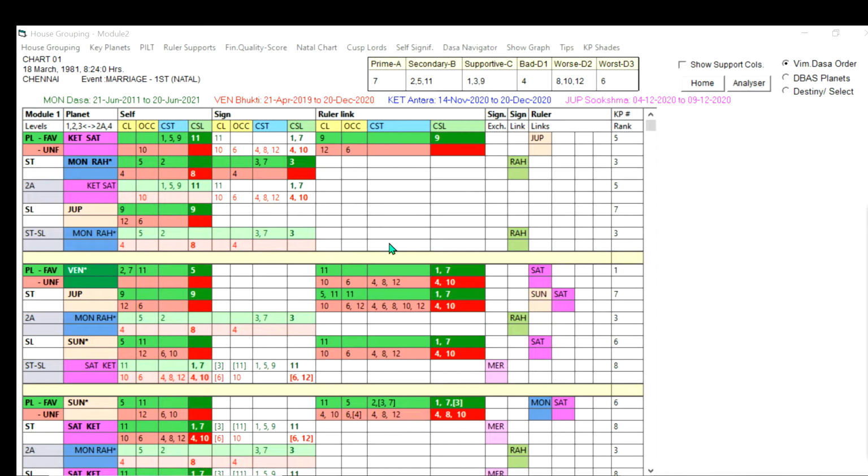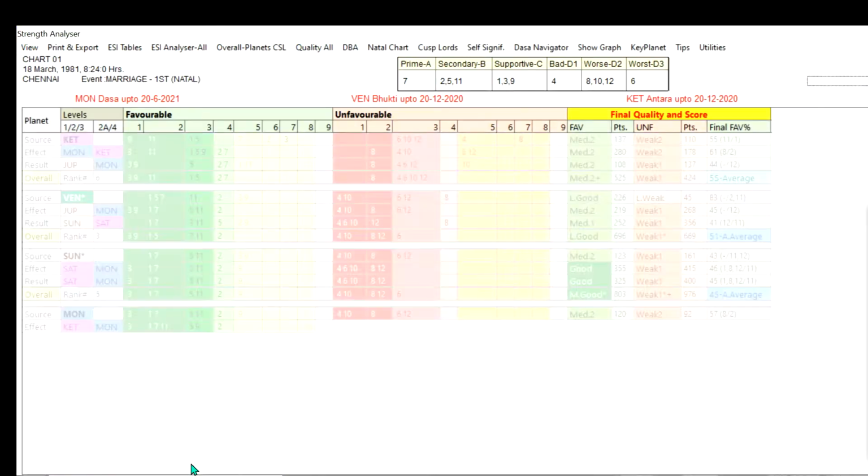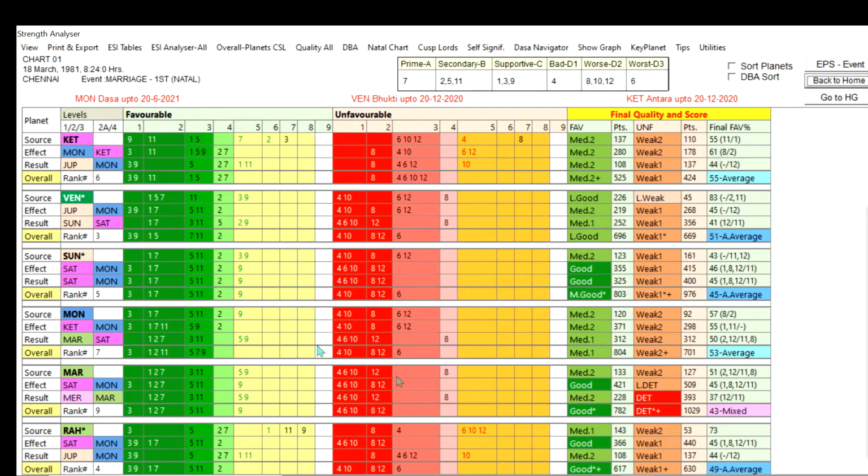You can go to the Analyzer page from the house grouping table itself by clicking this button, or go to the home page. On the home page itself you can find the Analyzer button. If you click this Analyzer, that will take you to the Analyzer page. In the Analyzer page, a lot of menus are there. I will be explaining each and every one. And first, look at the Analyzer page.